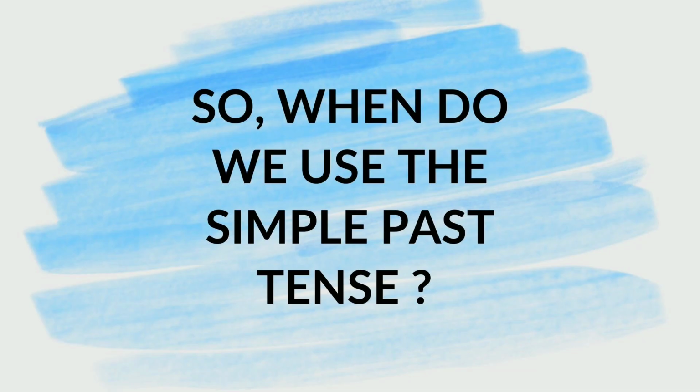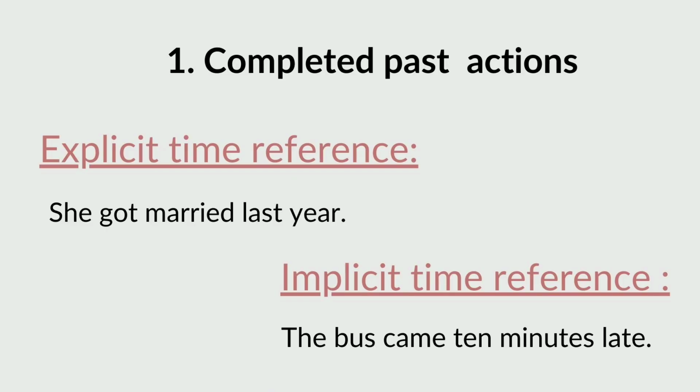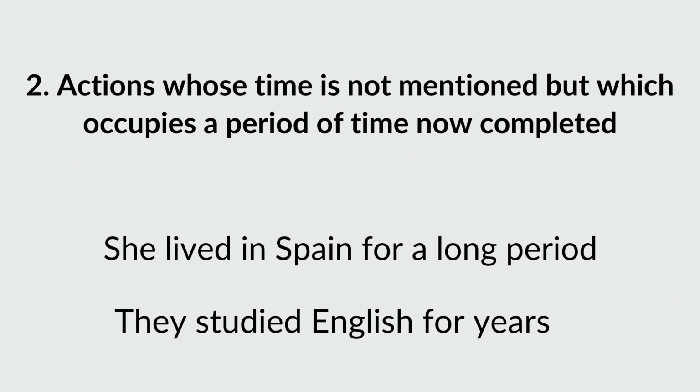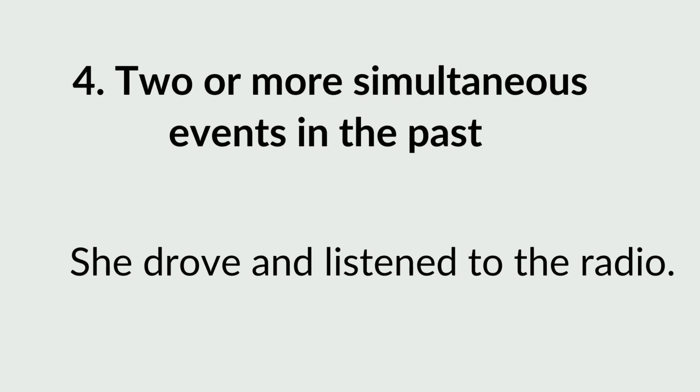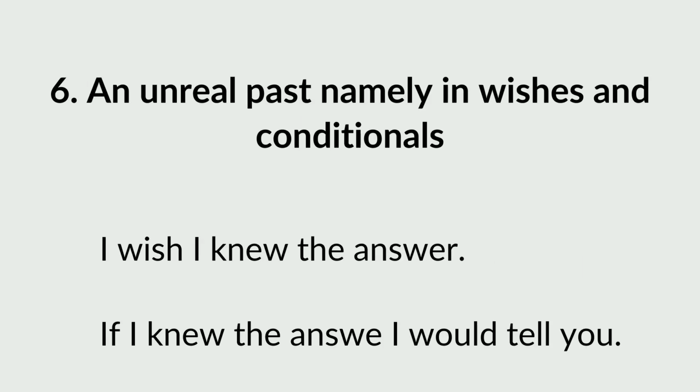So, when do we use the simple past tense? You'd use this tense for actions with explicit or implicit time references, like "she got married last year" or "the bus came 10 minutes late." The simple past tense is also employed for actions that occurred within a specific time frame in the past, like "she lived in Spain for a long period." It's useful for describing two successive actions in the past, such as "when he saw me, he closed the door," or for simultaneous events like "she drove and listened to the radio."